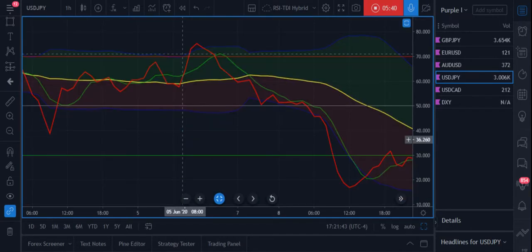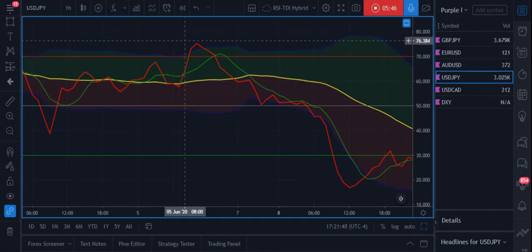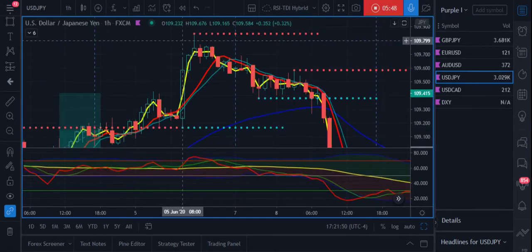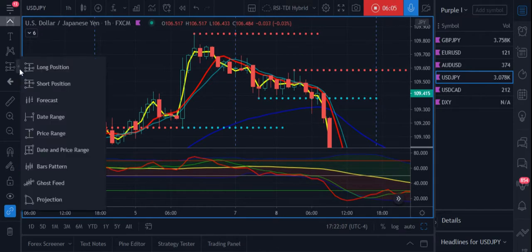If I look down here, the crossover took place right here. Right before this candle formed. So I could be like, okay, got a definite crossover, and I could enter on the next candle. This is kind of lagging, so most likely I probably would have entered here.